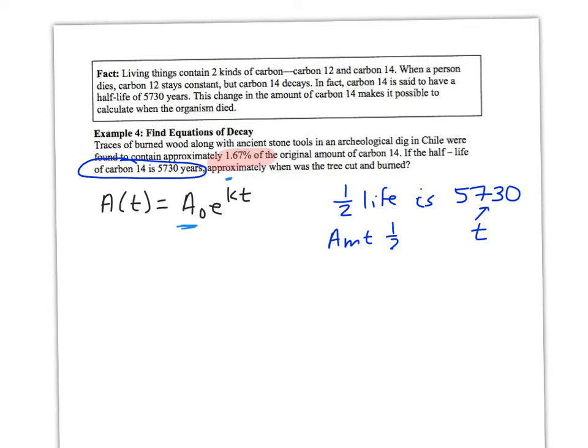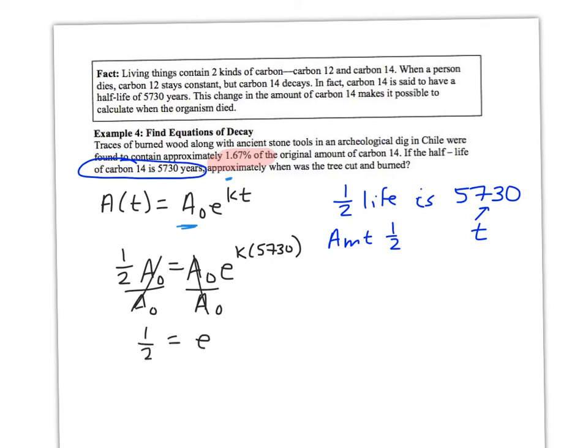So the first thing I'm going to do is find k. I know half of A0, half of what I started with, and I don't really know what I started with, so I'm just going to say half of the initial is equal to the initial e to the k, but I know to get to that half-life it takes 5,730 years. Now it looks like we have too many variables here, but if you notice you have an A0 on both sides. So if I divide by A0, everything cancels out. So I simply have 1/2 equals e to the 5730k, if I just switch those around like I've done earlier.